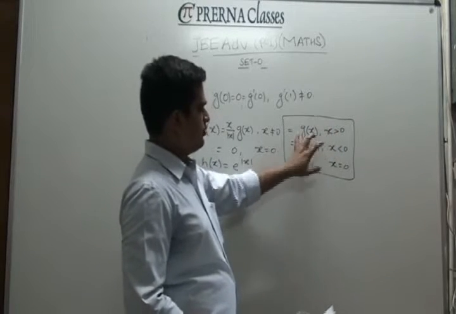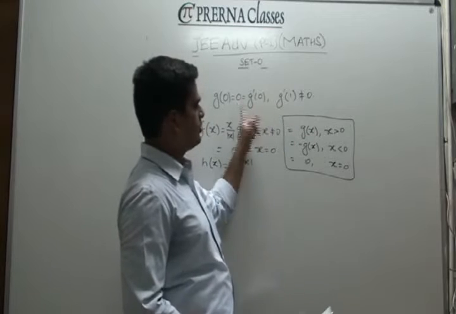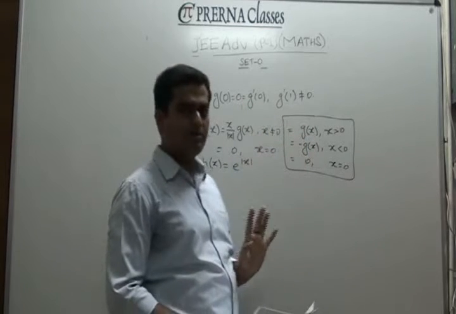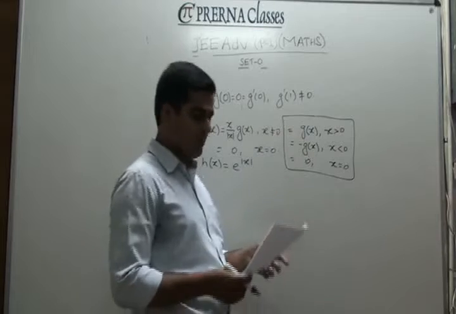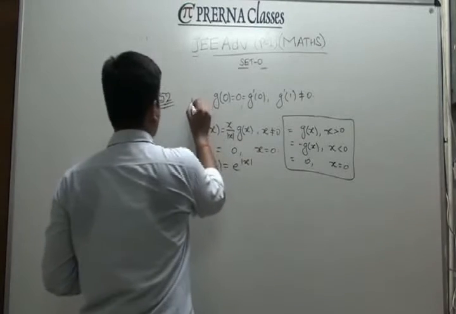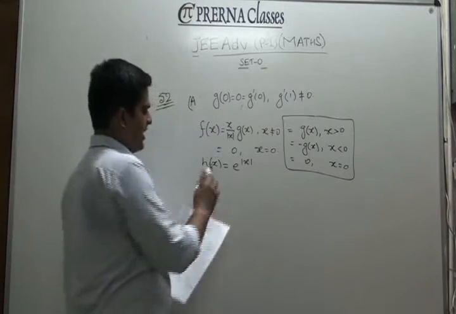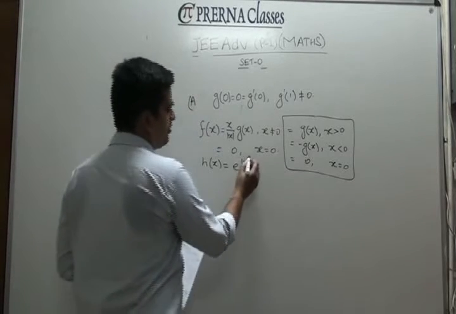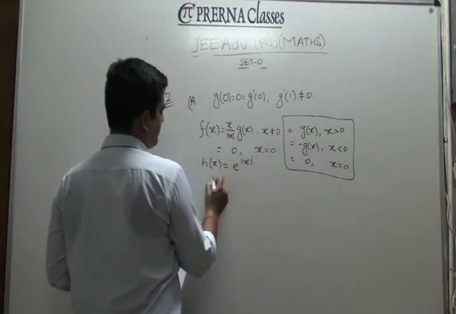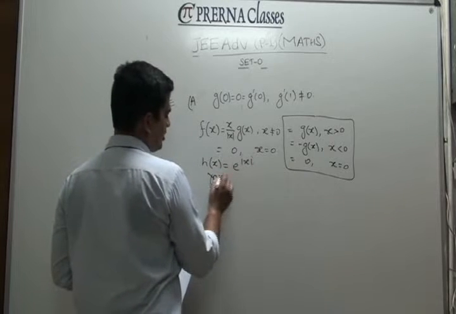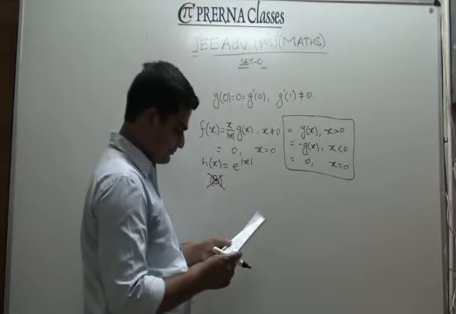Both these functions, if you differentiate them, since g dash of 0 is 0, you can clearly check those values are going to be same at 0 also. So function f is clearly differentiable. So that is going to make option A a correct option. Then you have to check h is differentiable at 0 or not. Because of this, clearly you can say that h is not differentiable. So option B is not correct.